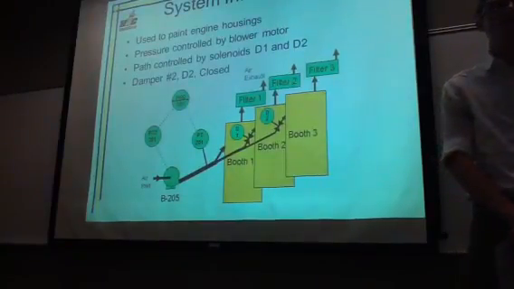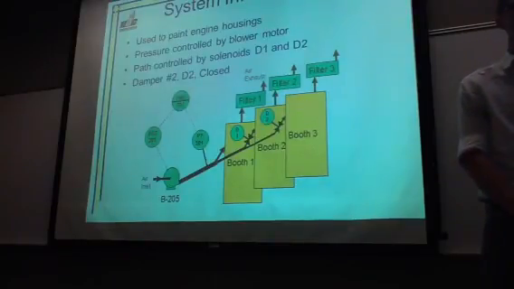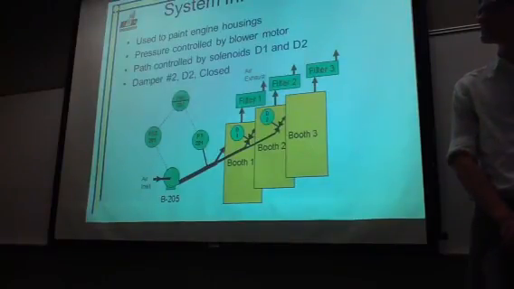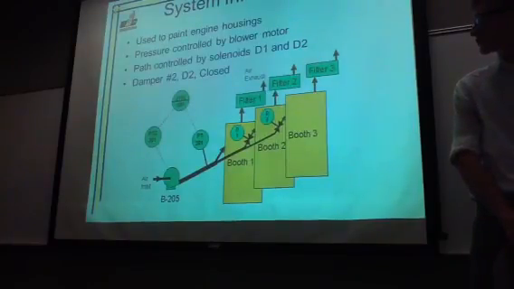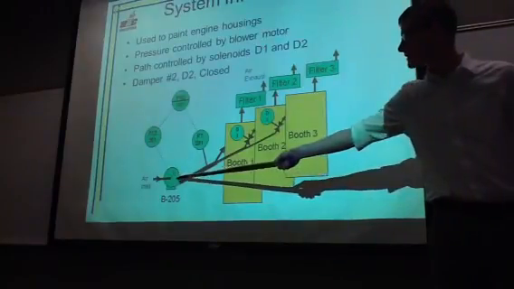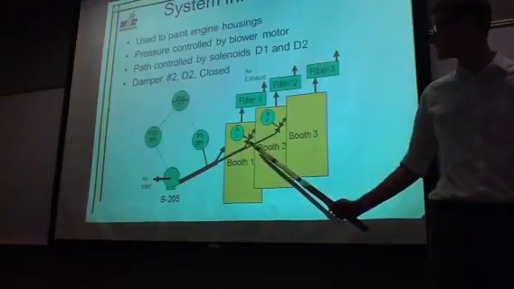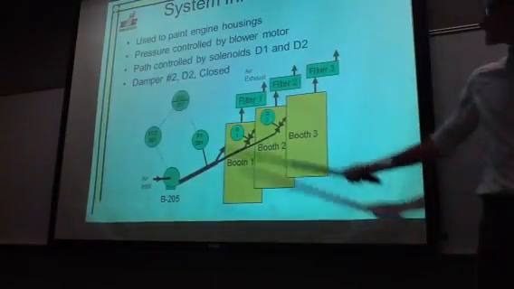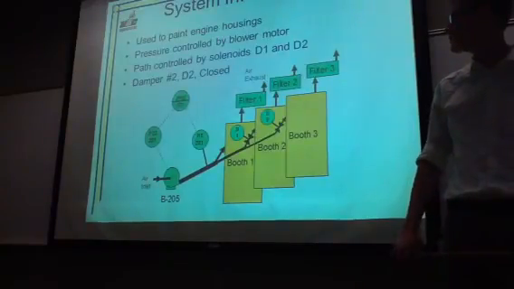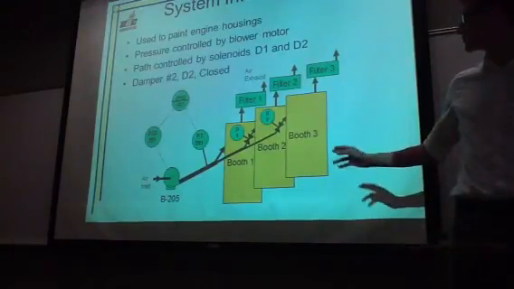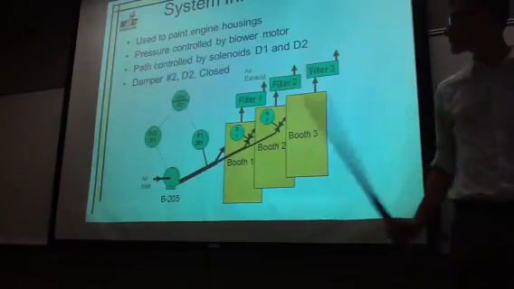Some background information about this system. This system is based off of a spray paint system that is used to paint engine housings in Dunlap, Tennessee. The pressure is controlled by a blower motor, seen here, and the pressure is delivered to booths 1, 2, or 3, and flow to these booths is controlled by solenoids D1 and D2, which can be activated individually so that you can shut off the pressure to either booth 2 or booth 3. For our experiments, we ran them with the damper number 2 closed.